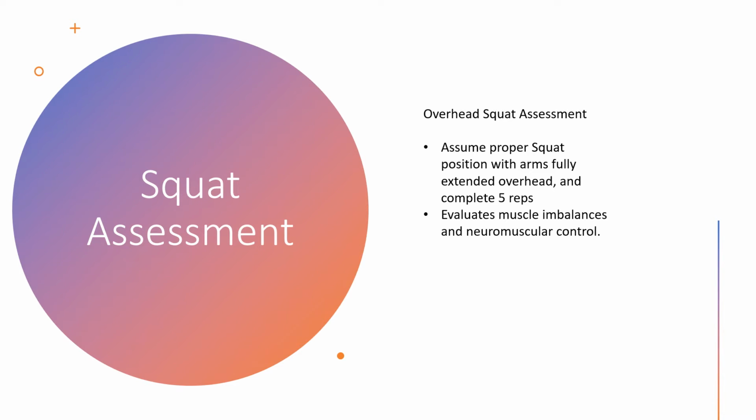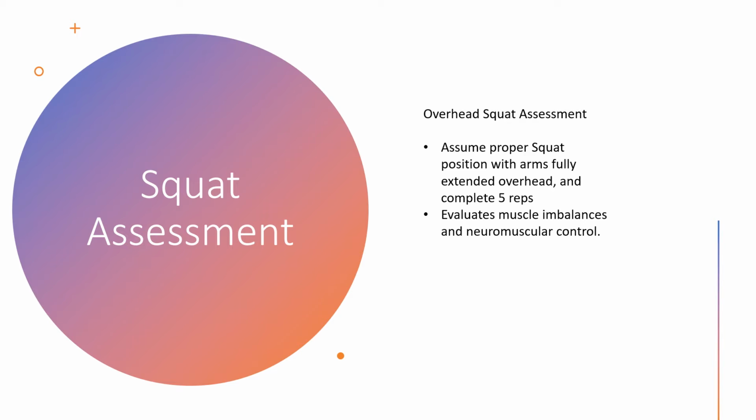Okay, the next test will be the squat assessment. We'll be looking for several different things. The right way to do the overhead squat assessment is to assume a proper squat position with arms fully extended overhead and complete roughly 5 reps. If they're doing it atrociously, don't even make them do the whole 5 reps. Okay, so you're going to evaluate muscular imbalances and neuromuscular control.